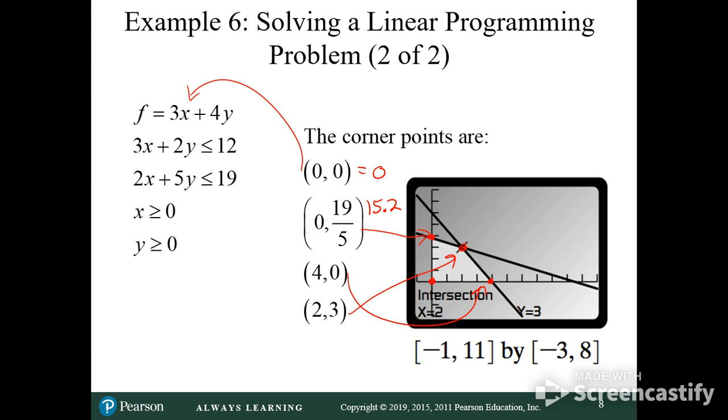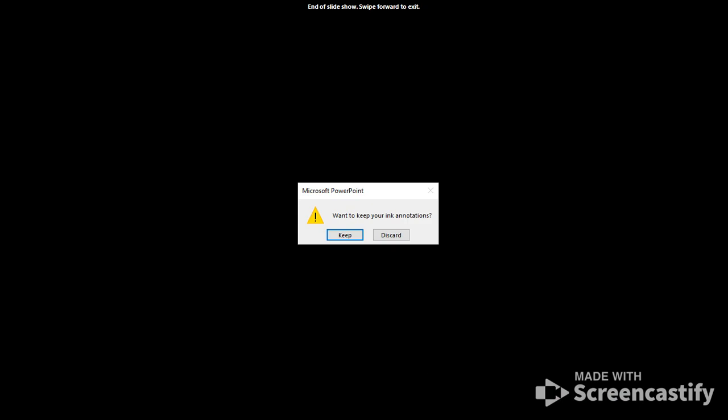We put in 4, 0 here. We get 12 plus 0 is 12. If we put in 2, 3 here, we get 6 plus 12, which is 18. So 2, 3 right here is going to be your optimum solution. Okay, let's see if there's not another linear programming one.